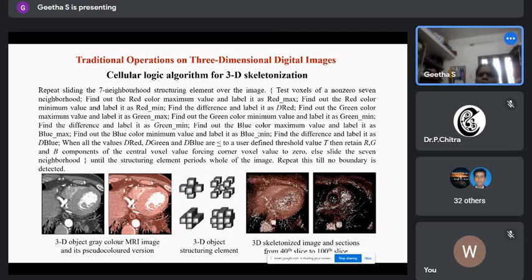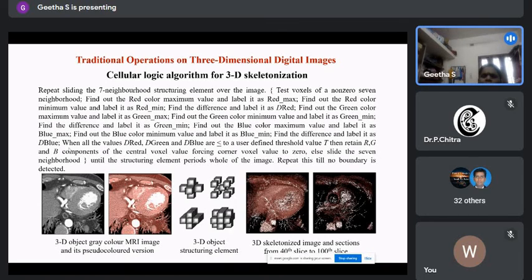Find out the green color maximum value and label it as green max. The green color minimum value is labeled green min. The difference between maximum and minimum value is labeled D green. In the same way, blue color maximum is blue max, blue color minimum is blue min, and the difference is D blue.